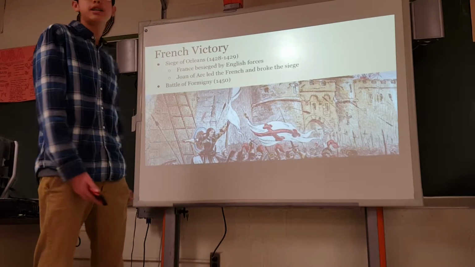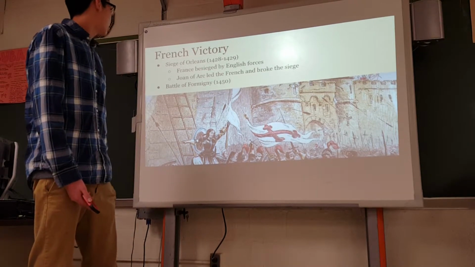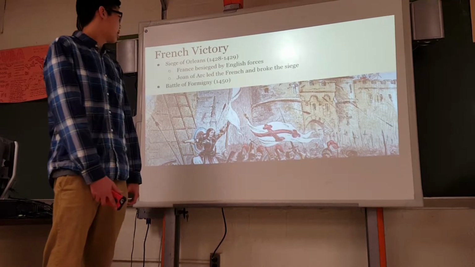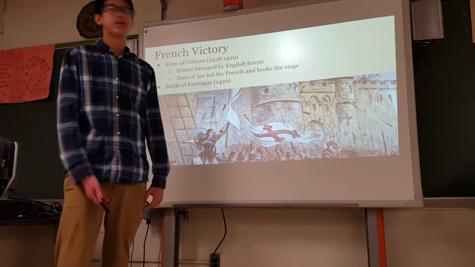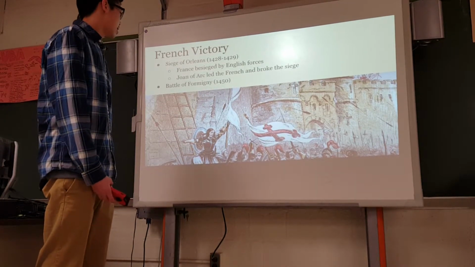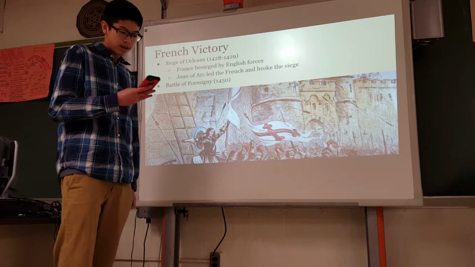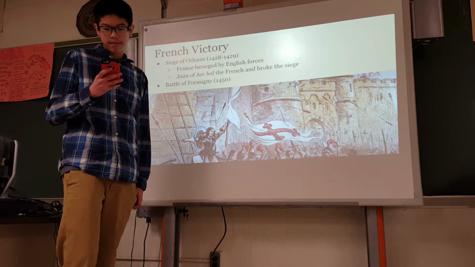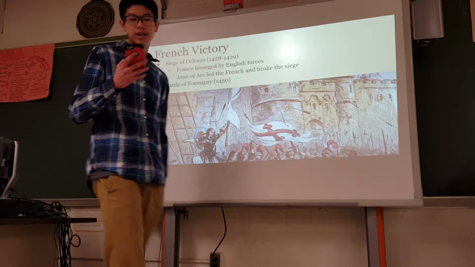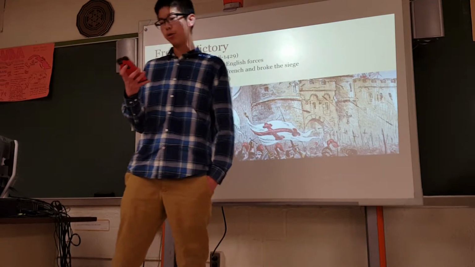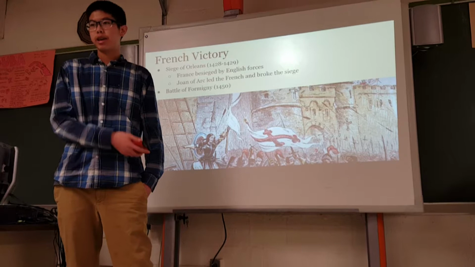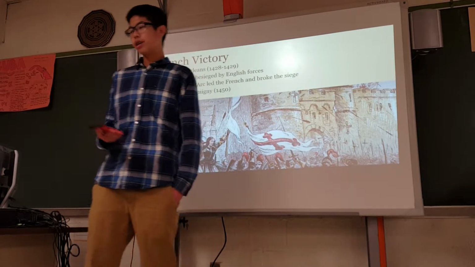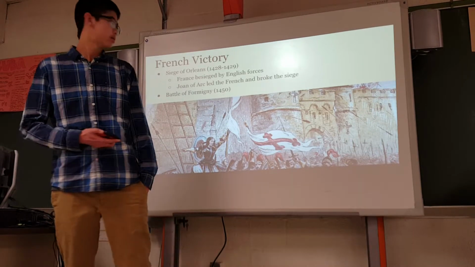And in the Siege of Orleans, a French peasant girl, Joan of Arc, led the French and broke this English siege. And in the Battle of Formigny, King Charles VII led the French and recaptured Normandy from the English. So since the French controlled Normandy, this effectively ended the war in a French victory.